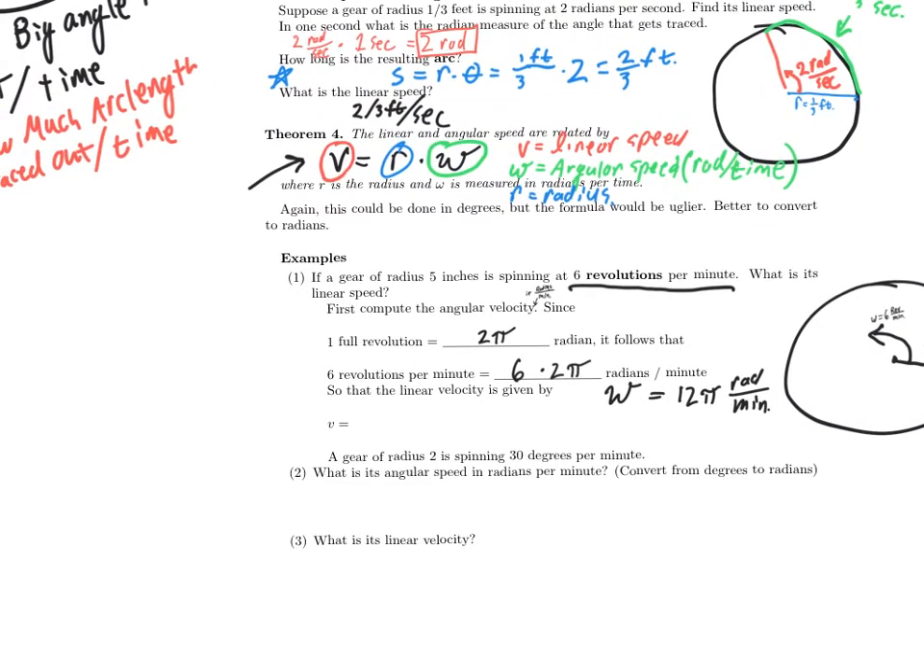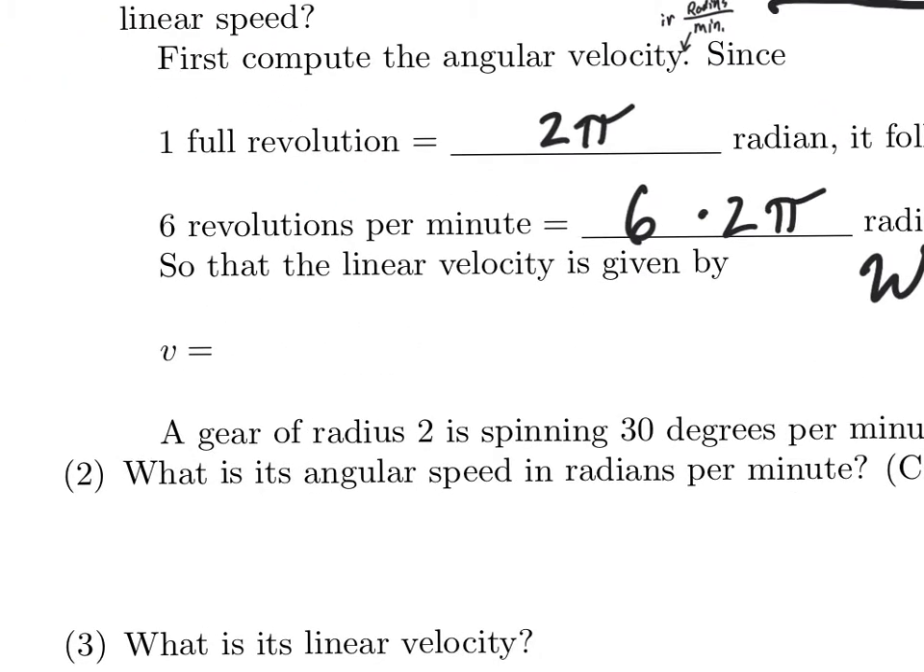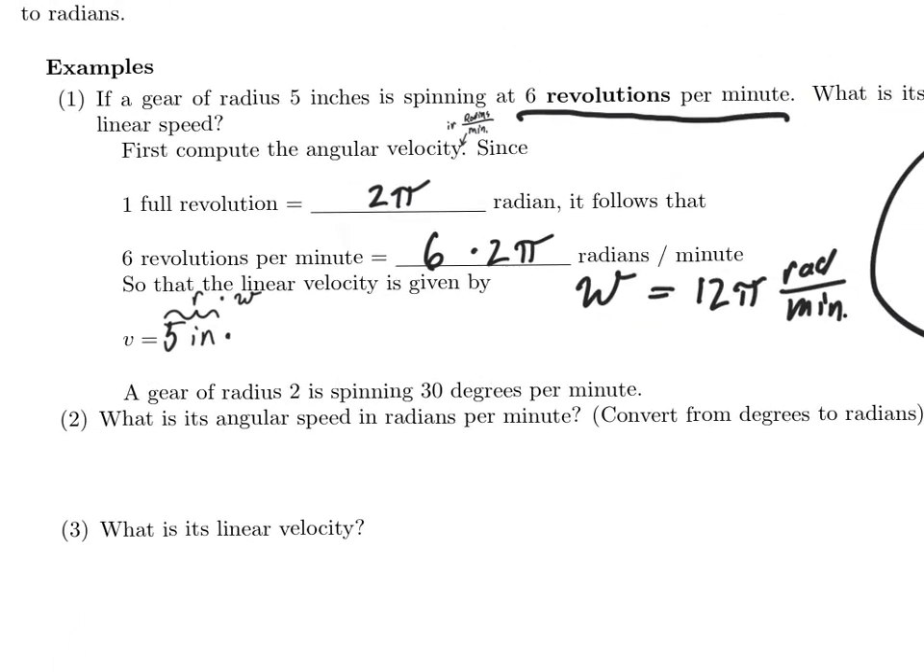Now I can use this formula. I have omega, 12 pi radians per minute. I have the radius. The radius is 5 inches. So, figuring that all out, the linear velocity is 5 inches, that's the radius, times the angular velocity.